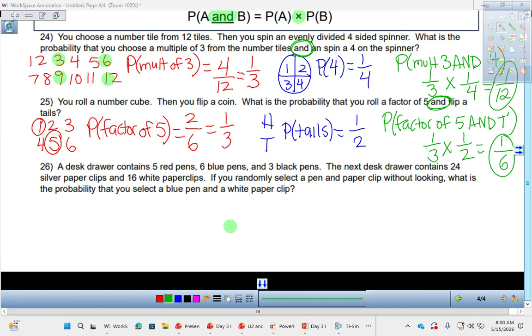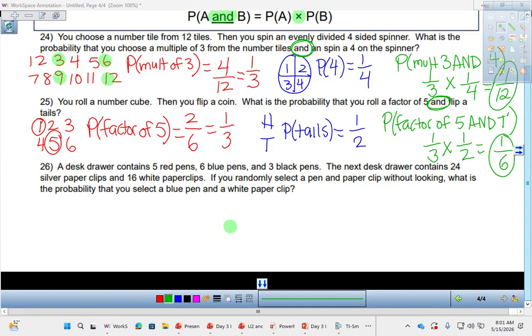All right, a desk drawer contains 5 red pens, 6 blue pens, and 3 black pens. The next desk drawer contains 24 silver paper clips and 16 white paper clips. If you randomly select a pen and a paper clip without looking, what is the probability that you select a blue pen and a white paper clip?